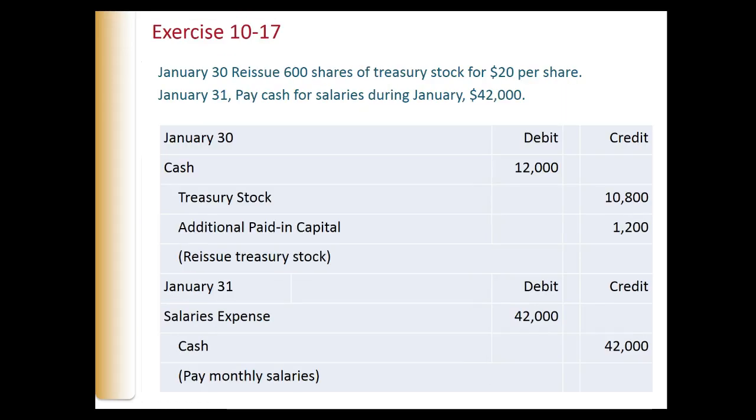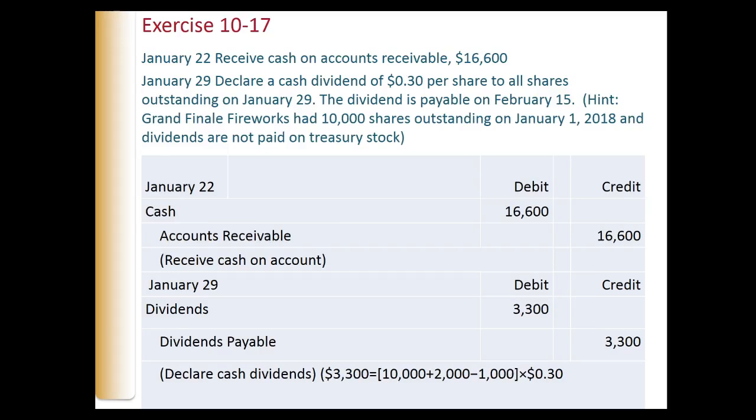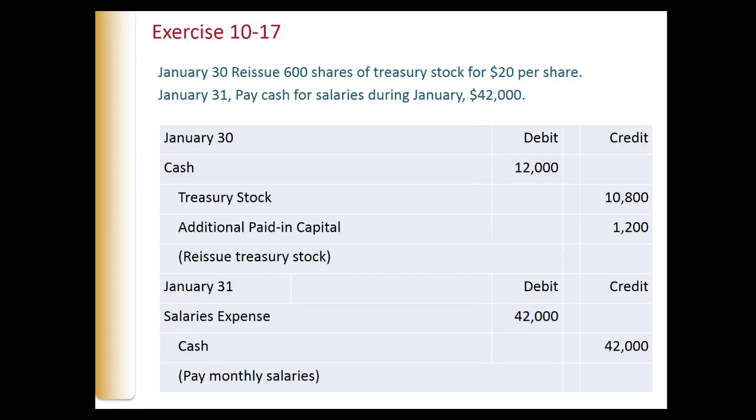January 30th, we reissue 600 shares of treasury stock for $20 per share. If we look back, we purchased them for $18 a share. So here, in reissuing them for $20, we are going to debit cash for the full amount. The treasury stock will only be for the $18 a share we purchased them for. The difference between the 18 and the 20, the $2, will be credited to additional paid in capital.